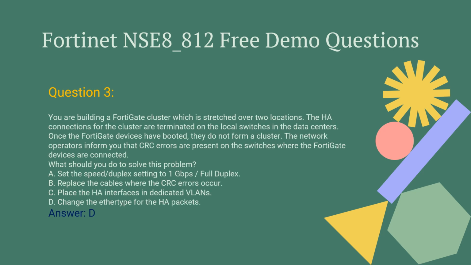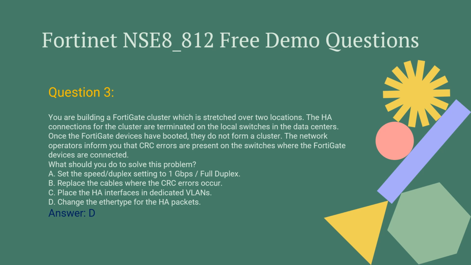3. You are building a FortiGate cluster which is stretched over 2 locations. The HA connections for the cluster are terminated on the local switches in the data centers. Once the FortiGate devices have booted, they do not form a cluster. The network operators inform you that CRC errors are present on the switches where the FortiGate devices are connected. What should you do to solve this problem?